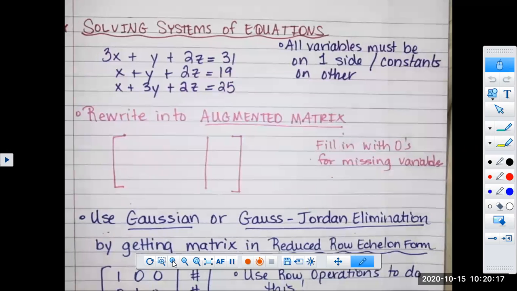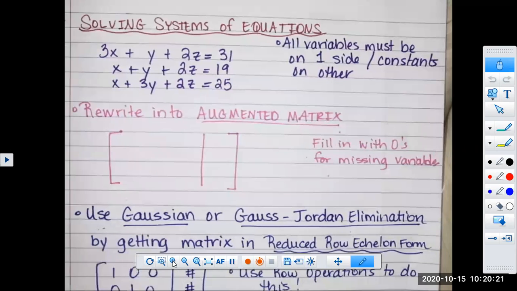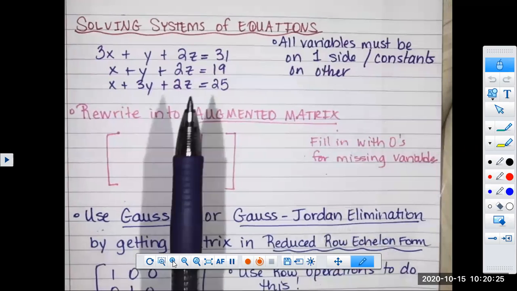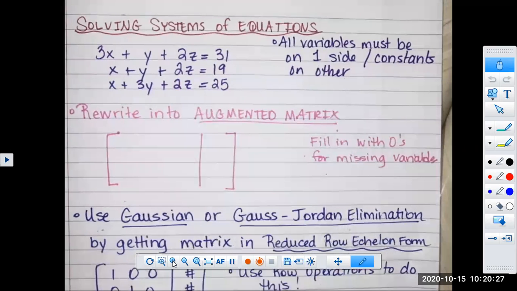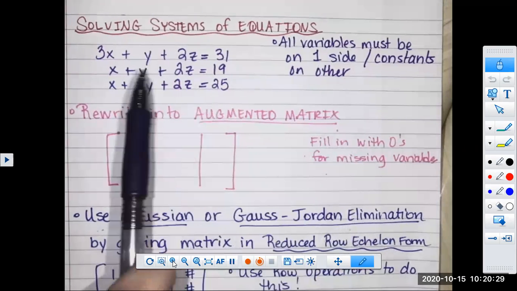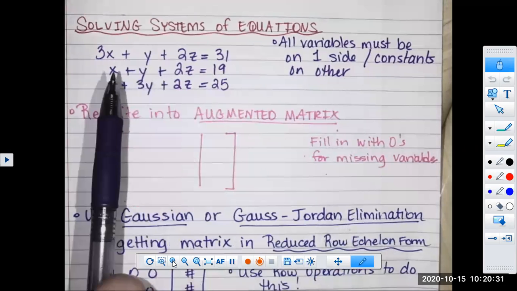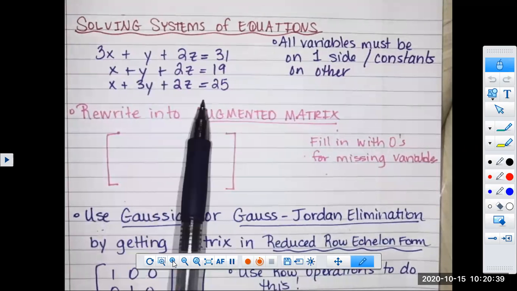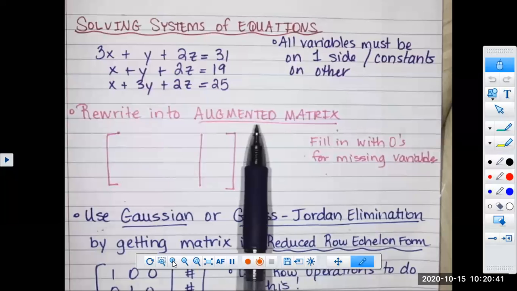But you're going to like being able to use this method. What you need to make sure of, in all of your problems in MATLAB, is that all of your variables are on one side and all of your constants or numbers are on the other side. If you check, all the x, y, and z's are on the left side, all the constants are on the other side. Then your second step is you write this system into what we call an augmented matrix.